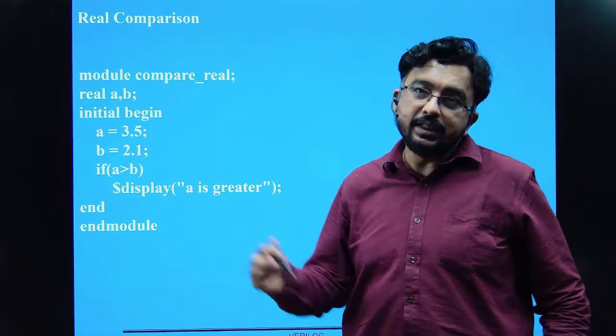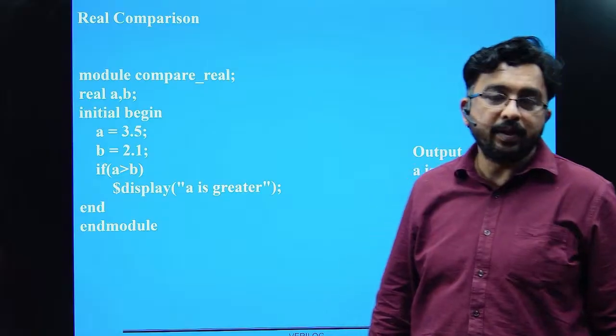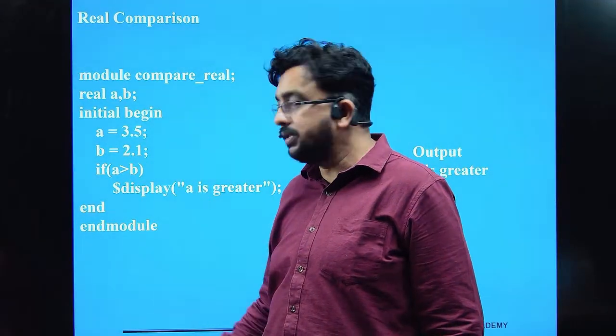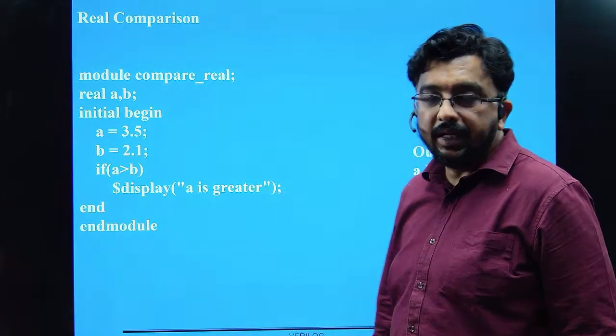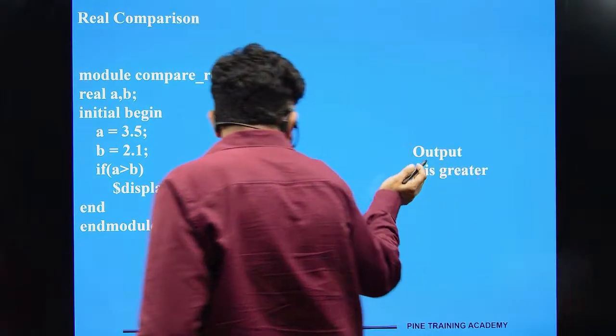So as we did in integer also, similarly we can do the comparison here. So a is 3.5, b is 2.1. If a is greater than b, yes, true. Okay, a is greater than b, true. Yeah, you can see here, this is your output.